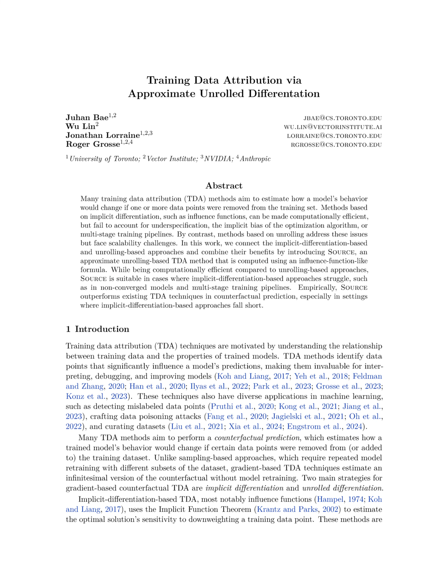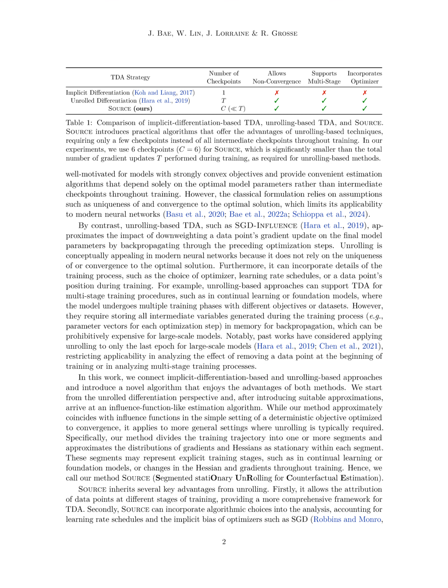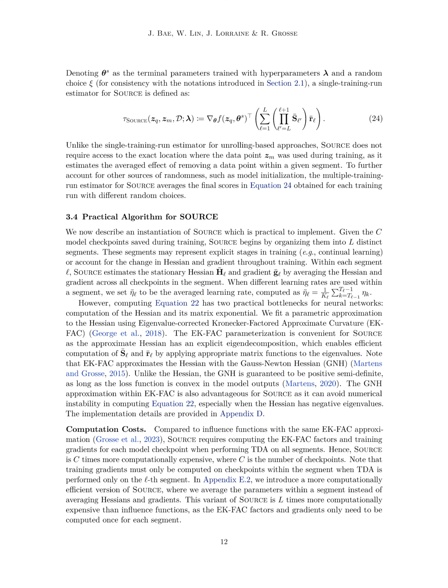The proposed method, SOURCE, works by segmenting the training trajectory into multiple segments and approximating the reverse accumulation computations for each segment with statistical summaries. The method starts by organizing model checkpoints into distinct segments, representing different stages of training or changes in the Hessian and gradients throughout training. Within each segment, SOURCE estimates the stationary Hessian and gradient by averaging them across all checkpoints in the segment.